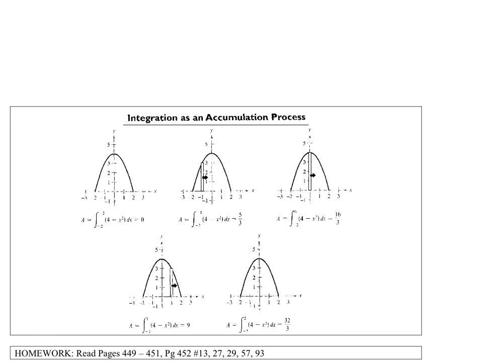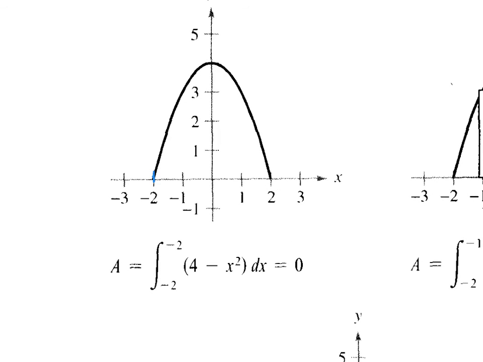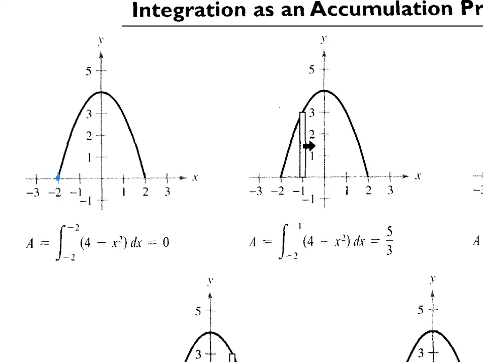Just real quickly here, integration as an accumulation. We're adding up areas. If I were to take the integral from -2 to -2, like in this first one here, I'm finding the area of essentially a point or a line segment. So you guys know that that's 0. If I were doing it from -2 to -1, we're finding this area here, and in this case, that would be 5/3.